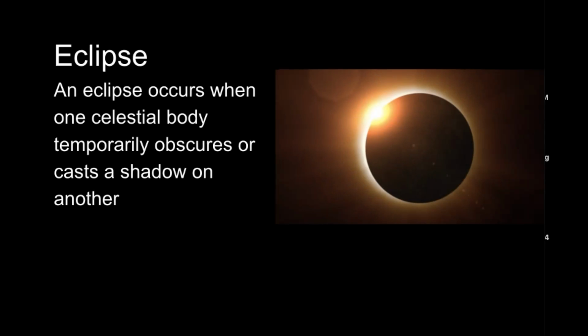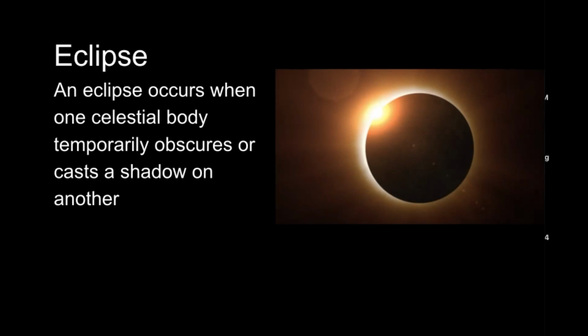So now we're jumping into eclipse, okay? When we talk about eclipse, we see that an eclipse is when you have a celestial body blocking or casting a shadow onto another.